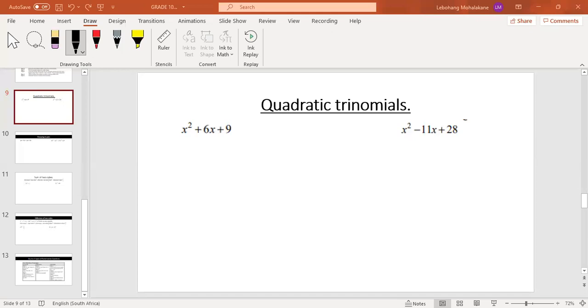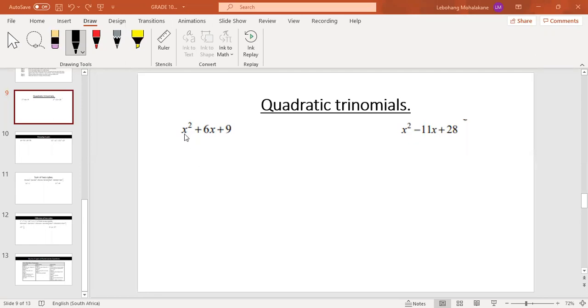Okay, we're gonna look at quadratic trinomials. Factorizations of quadratic trinomials. When factorizing trinomials, what you need to understand is that for quadratic trinomials, you're gonna have two brackets. It's similar to the difference of two squares, but it requires more steps.